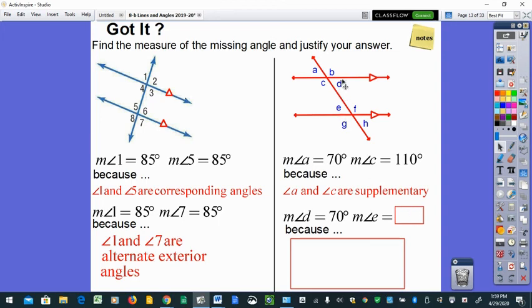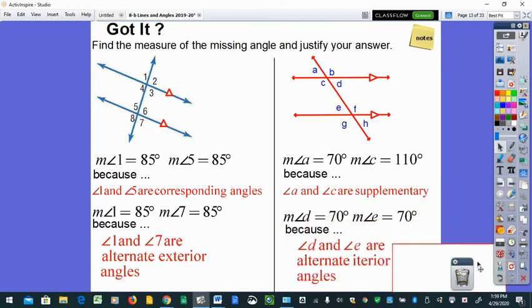Okay, the measure of angle D is 70. What will the measure of E be? Well, he is also going to be 70 because angles D and E are alternate interior angles.